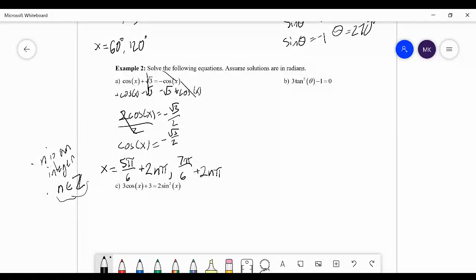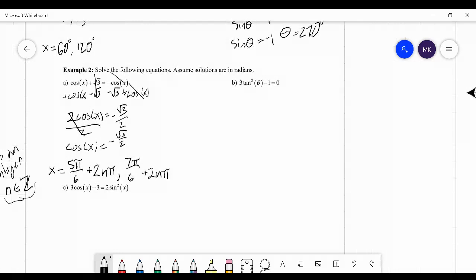So let's look at the next problem. 3 tangent squared theta minus 1 equals 0. Well, we do the exact same thing we've done, right? We're going to isolate tangent of theta. And so this time we just have a little more. So we're going to add 1 to both sides and divide by 3. So add 1, we get 3 tangent squared theta equals 1. We're going to divide by 3. We get tangent squared theta equals 1/3.